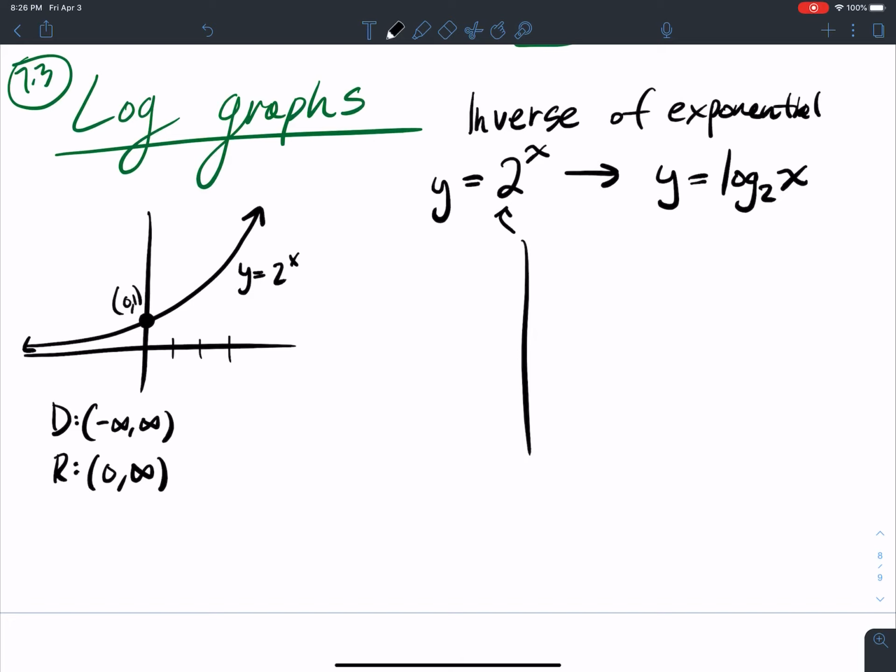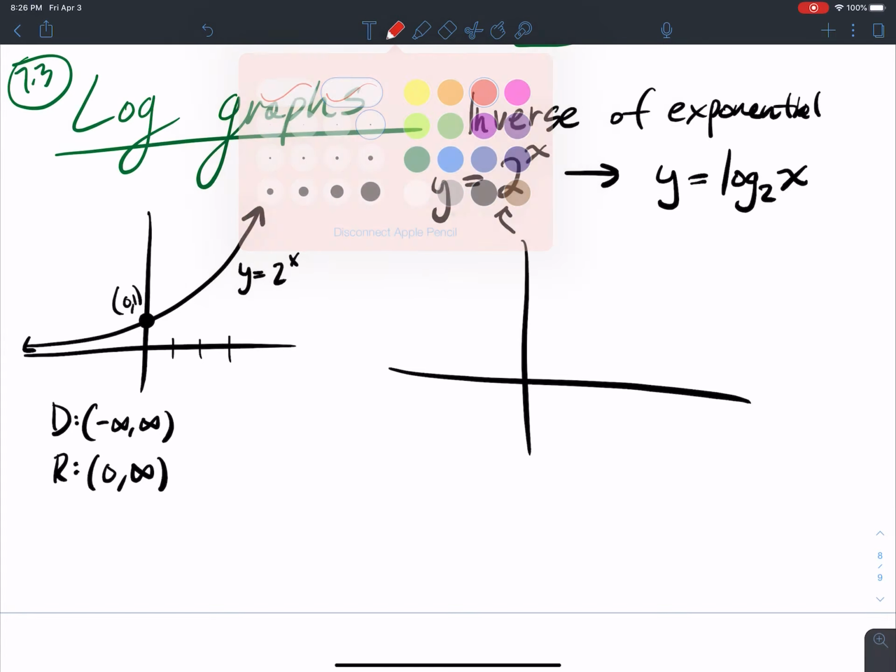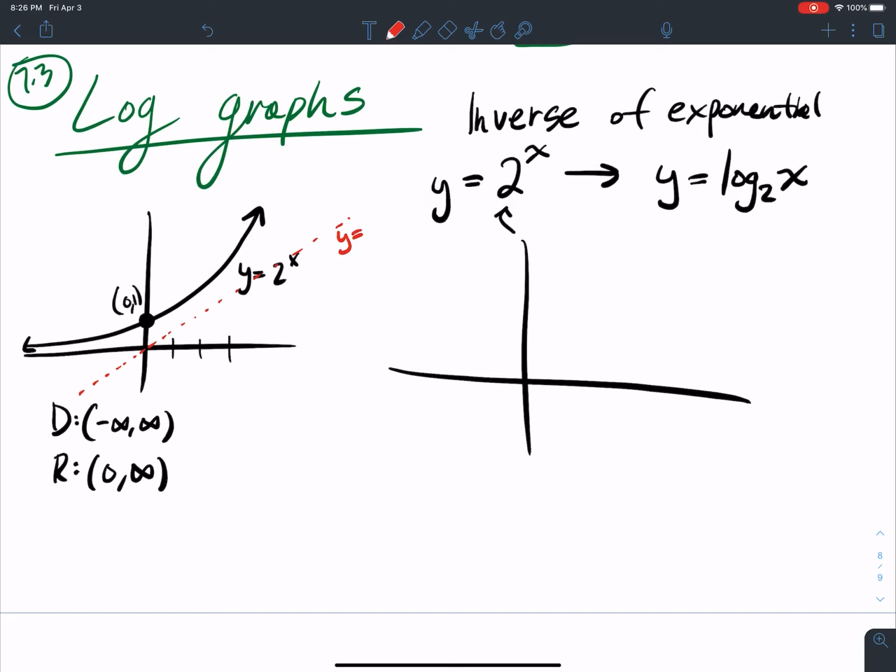So now what I want to do is the inverse. The inverse is reflected across the line y equals x. So we're reflecting across the line y equals x. So now what we're dealing with is y equals the log base 2 of x. Every x becomes y and every y becomes x. So instead of 0, 1, what do we have? We have 1, 0.